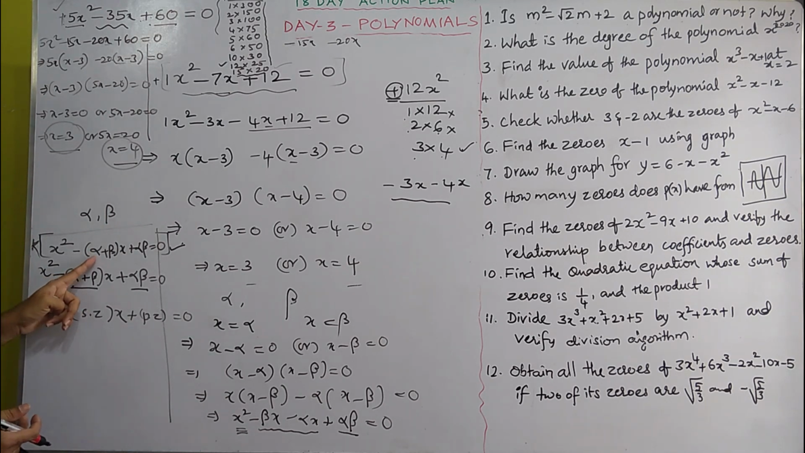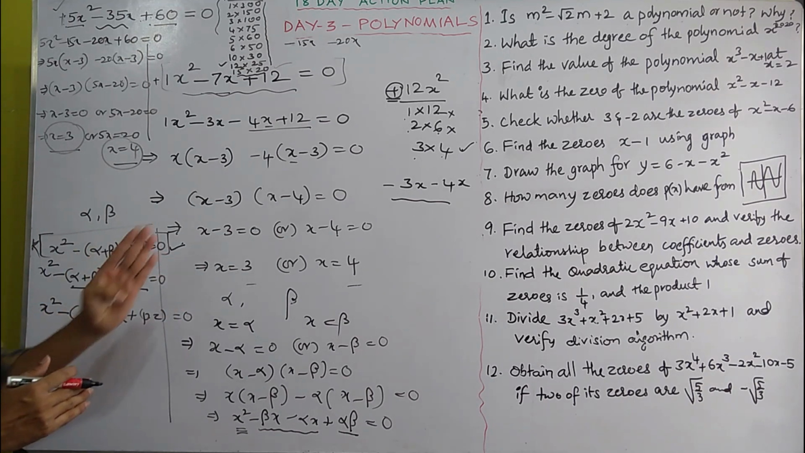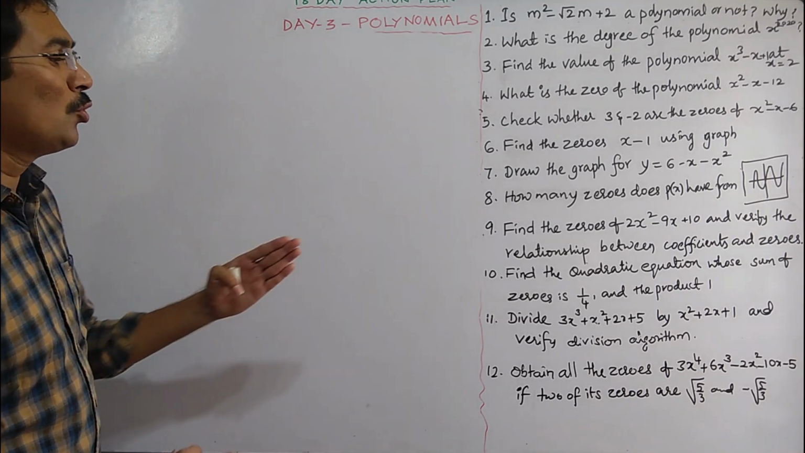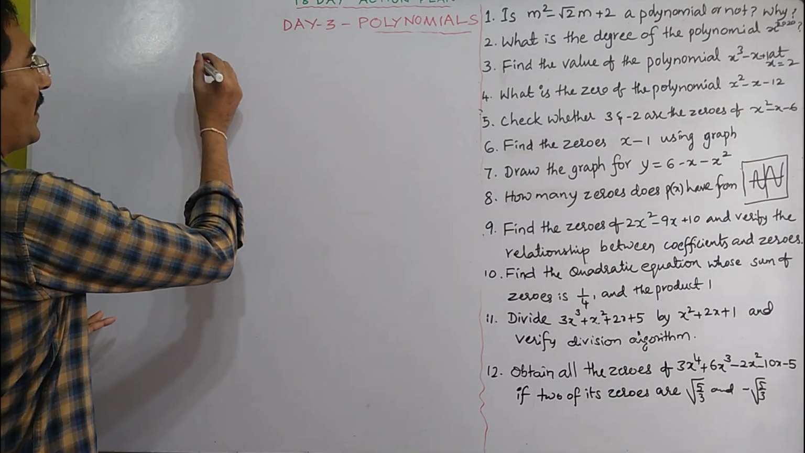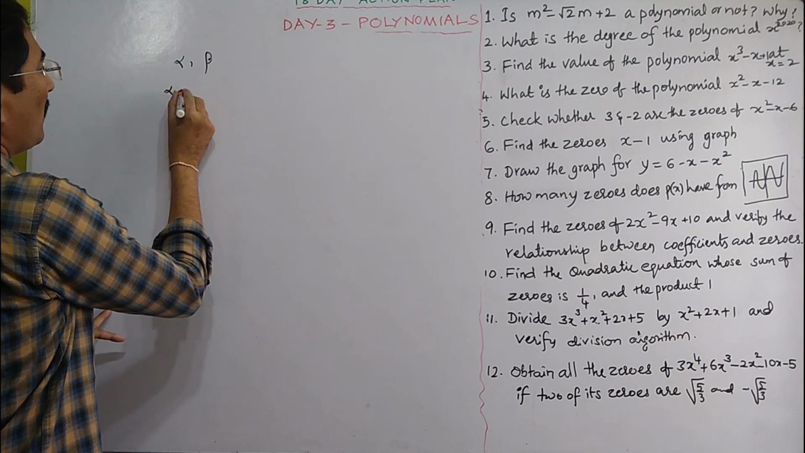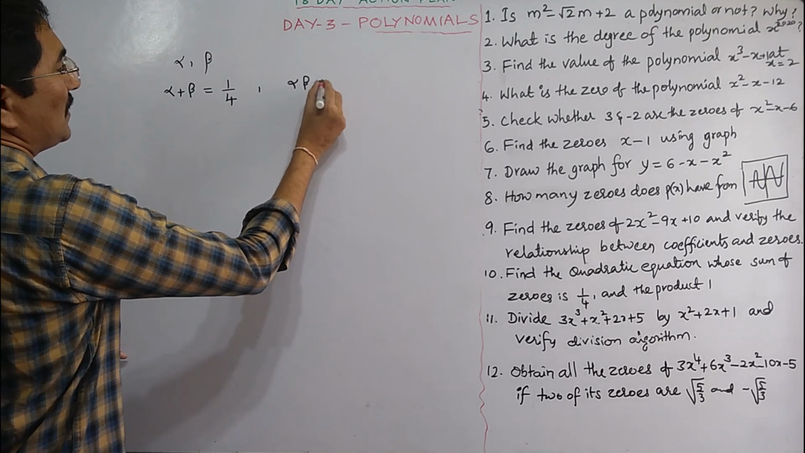But sometimes when you have some fractions here, you have to take the LCM of all, and the LCM must be taken as the k value, so that it becomes a proper quadratic equation without any fractions as its coefficients. Let us see the 10th problem now. The 10th problem says find a quadratic equation whose sum of zeros is 1 by 4 and product is 1. So let alpha and beta be the two zeros. Then sum of zeros, in the sense alpha plus beta, is equal to 1 by 4 and alpha beta is equal to 1.